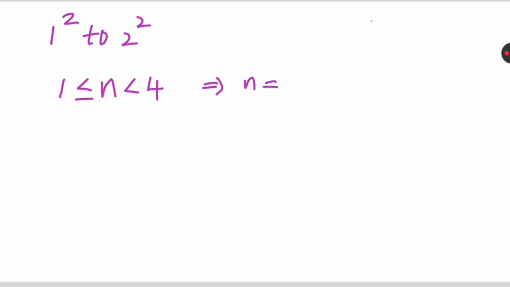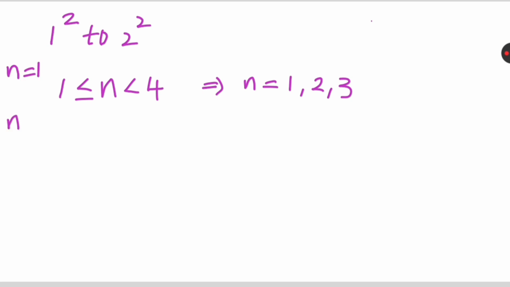If you take the range from 1 square to 2 square, we need 1 less than or equal to n less than 4. Here, how many n values are there? Since we are taking less than or equal to, the n values start at 1, and 4 is excluded, so the values are 2, 3. So for the range from 1 square to 2 square, the n values are 1, 2, 3.